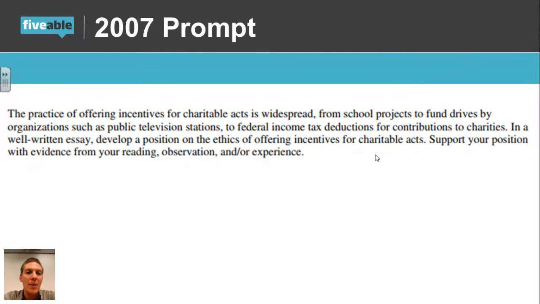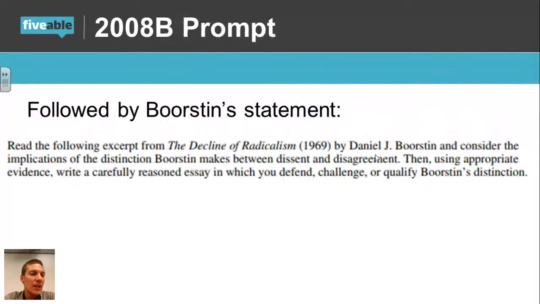2008B. This is a pretty tough one, actually. So above what I've excerpted, College Board provided 3 short paragraphs from Daniel Boorstin, and he had some tough language to navigate through, talking about dissent versus disagreement. Let's go ahead and just read the task itself.